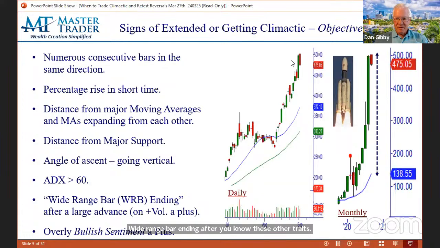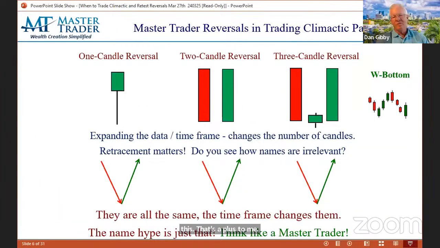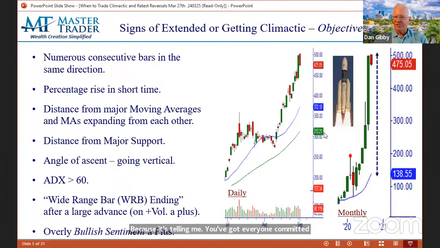Let's just say this is Apple computer, because everyone can relate. If you have 60 buy recommendations on Apple and zero sells, and it looks like this, that's a plus to me, because it's telling me you got everyone committed to the bullish side. And back to my rocket ship.